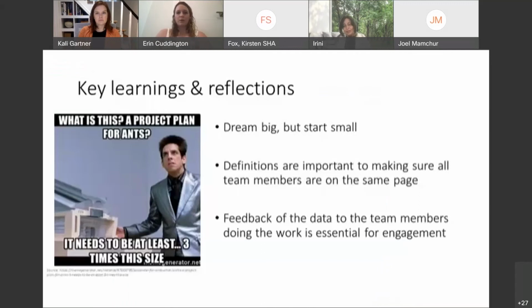Obviously, my personal experience is that definitions are very important to making sure that all of your team members are on the same page. And one of the last things that I thought was really key is finding a way to feed the results back to the team that you're working with, to make sure that you have their engagement in your QI project. So feeding it back to the frontline workers is obviously an important next step, and we look forward to working through that.